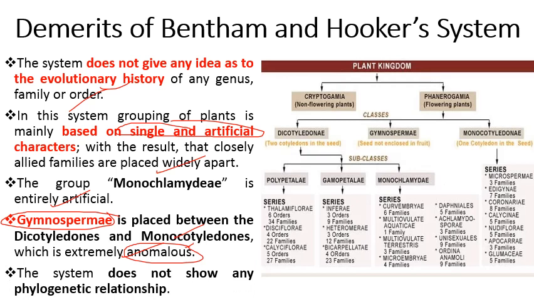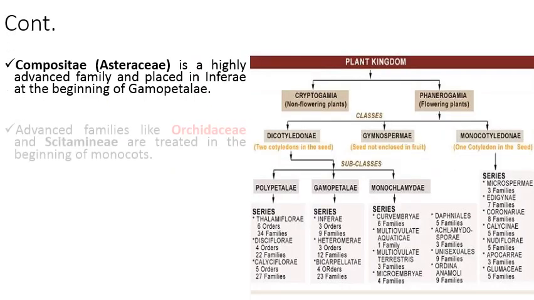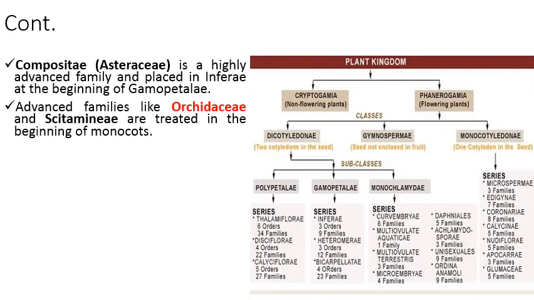The system does not show any phylogenetic relationship. Next, we have the family Compositae, a highly advanced family, which is placed in Inferae at the beginning of gamopetalae. So this family is advanced, but it has been placed in Inferae at the beginning of gamopetalae. Then advanced families like Orchidaceae, that is in Microspermae, are treated in the beginning of monocots, whereas they should have come at the end of monocots because these are advanced families.